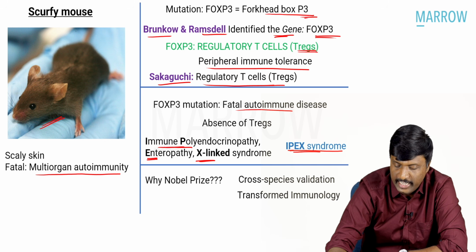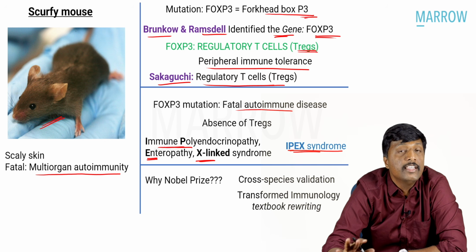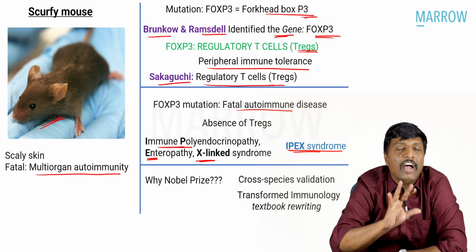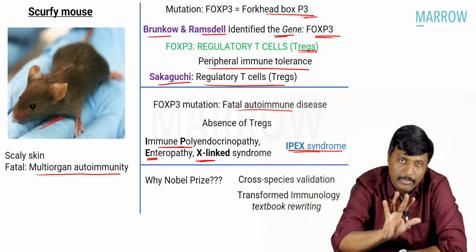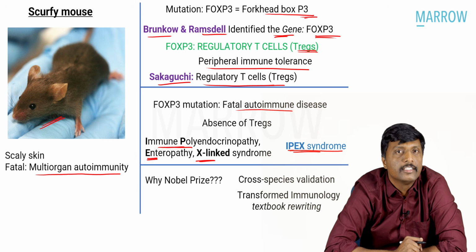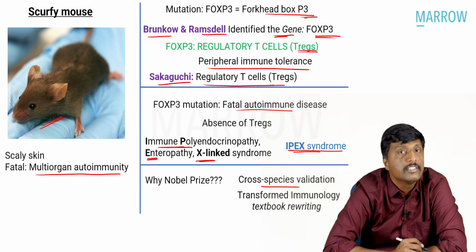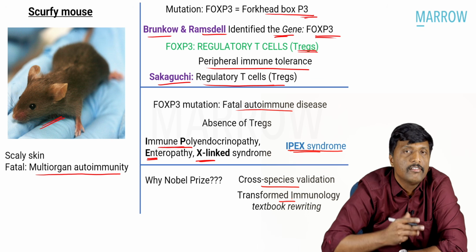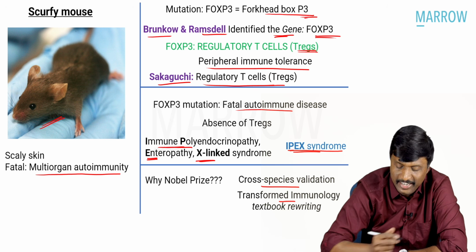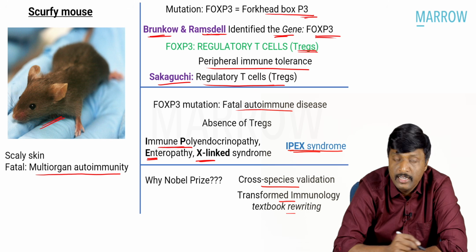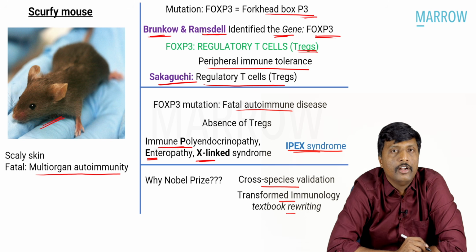There is classical textbook rewriting. Previously we didn't know something, now we know a lot about that, so information has to be changed in the textbook. There is something called peripheral immune tolerance. So that is how they award the Nobel Prize. Simple. Cross-species validation is there. It's a type of transformed immunology, that means a transformation in our understanding. Textbook rewriting. It is awarded for Brunkow, Ramsdell and Sakaguchi. They got the Nobel Prize.